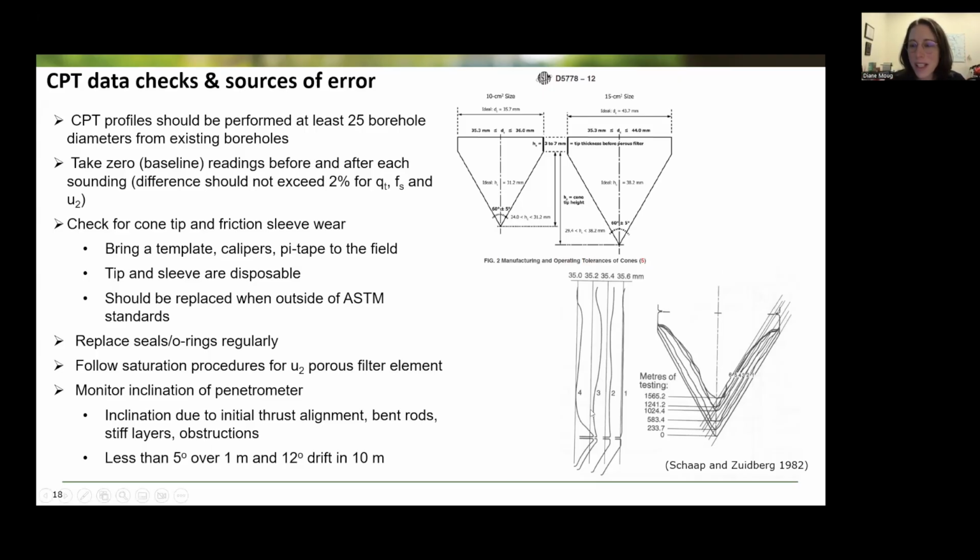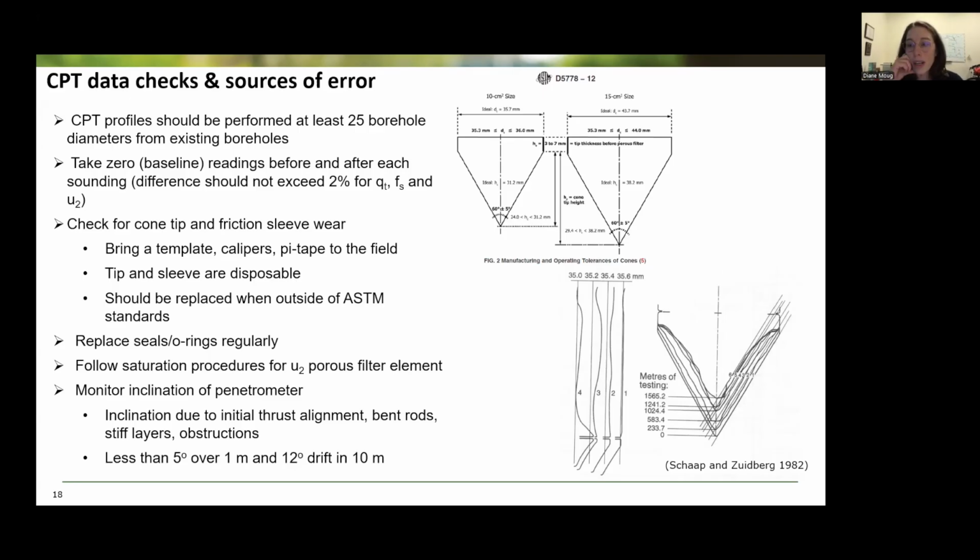Once they're worn down to the point that they're outside of the ASTM standards and the compliance, as shown in these figures for the 10 centimeter squared and 15 centimeter squared cones, then they should be replaced. The measurements are given on this diagram. When you're out in the field, one of the data checks you can do is bring calipers out there with you. Good thing to have in your site investigation toolbox. You can also get these templates that give you the standard measurements to see whether your cone meets those compliance measurements. Pi tape is also useful to have to see that the diameters are within compliance. And when they're outside of it, they should be replaced.